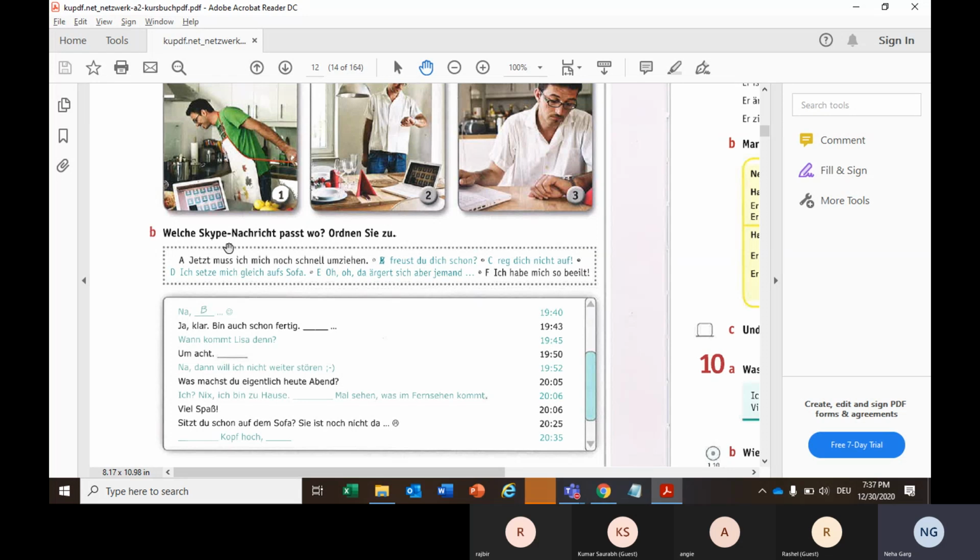Now he's saying, jetzt muss ich mich noch schnell umziehen. Now I must, or now I have to change the dress. Because he's cooking here and then he changes the dress. So here he might be talking about changing the dress. Then read this one. Rachel, I'm not able to hear.